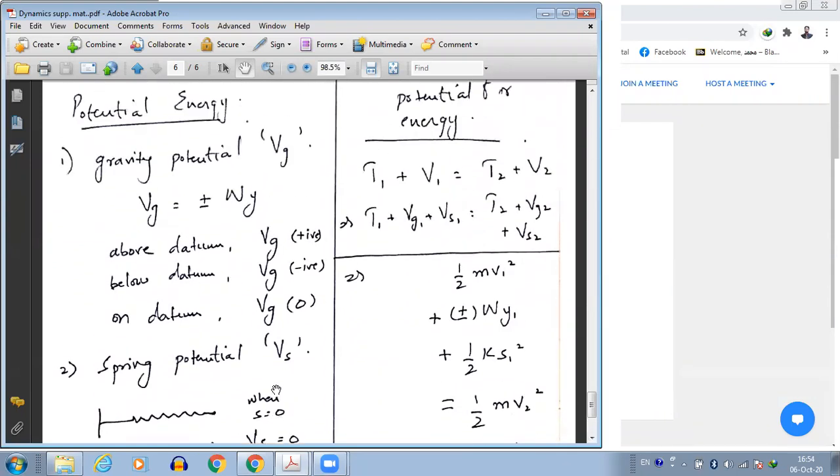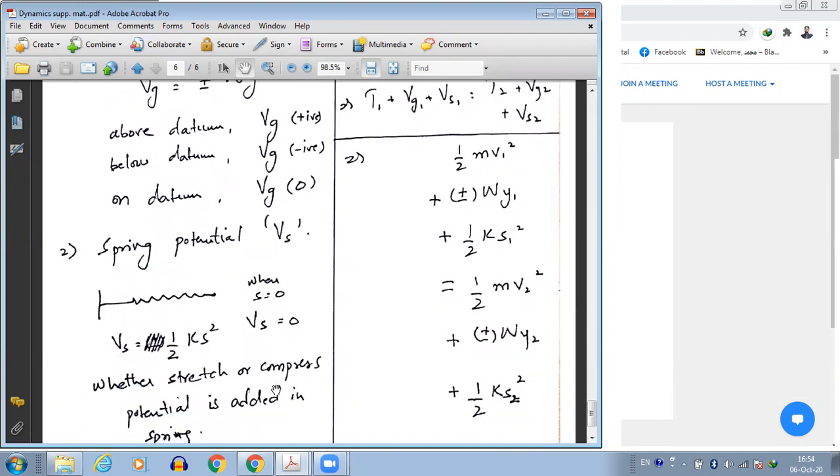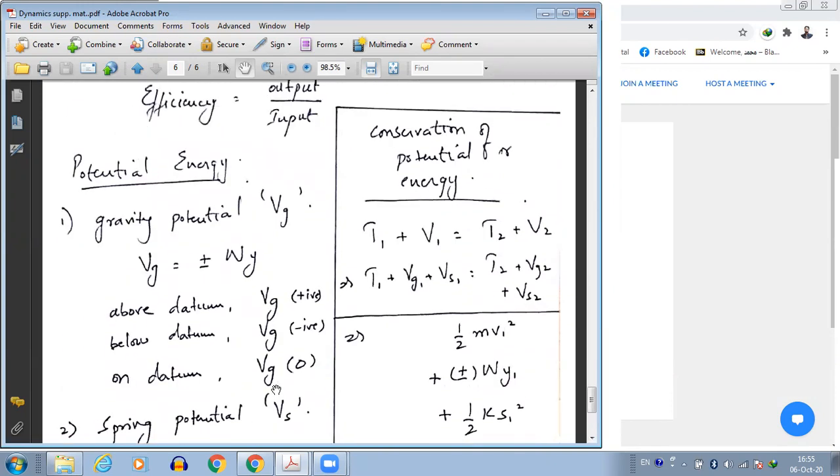Okay, so we talked about the potential. Now let's talk about the conservation of potential, or conservation of energy. It's basically the kinetic and potential energy initially equals the kinetic and potential energy finally. Something you studied in physics and maybe other courses, where we say that energy is conserved. It changes its forms from kinetic to potential or potential to kinetic, but overall remains conserved.